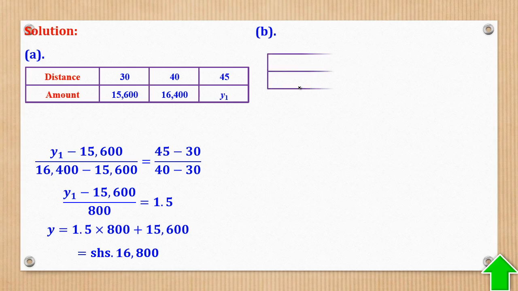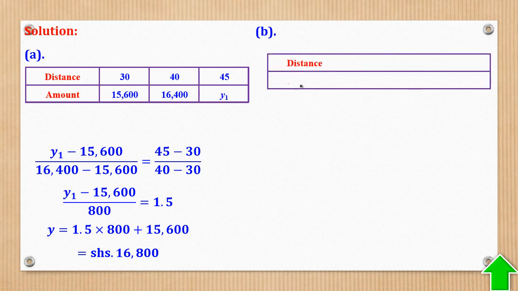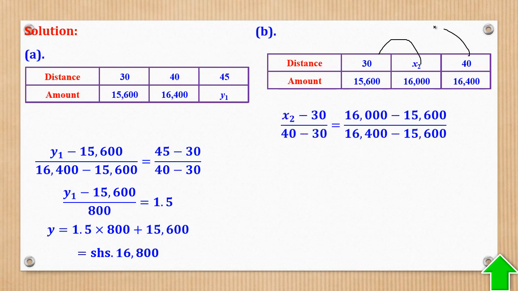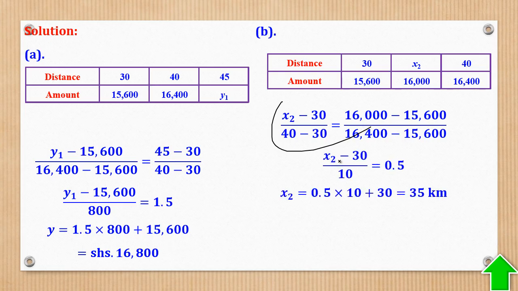Then for part B, still we extract out the necessary values. It was interpolation. Then we equate quotients: this minus this over this minus this is equal to this minus this over this minus that, which is this step. Then we simplify and make x the subject, and that's what they wanted.